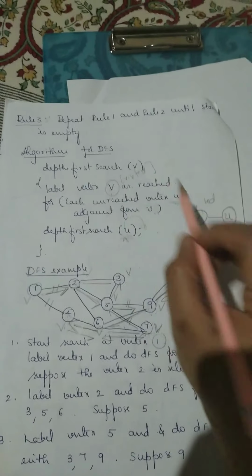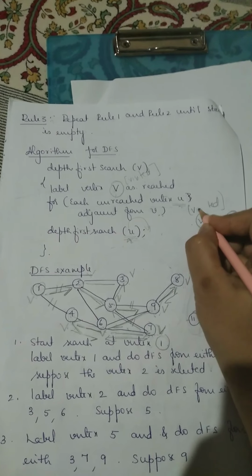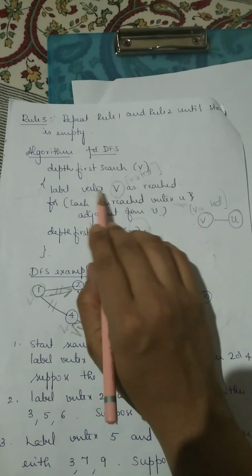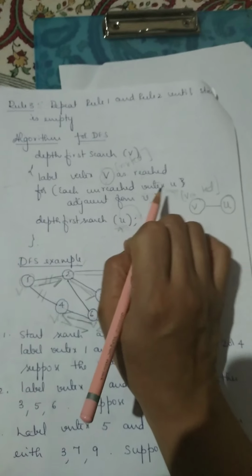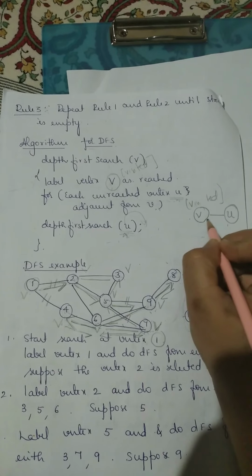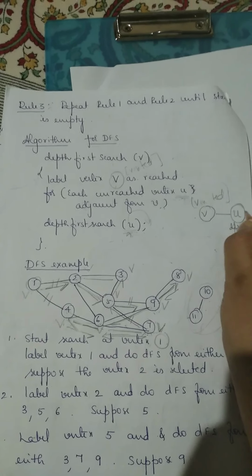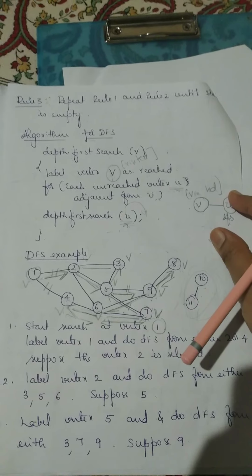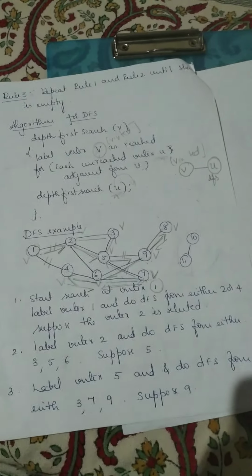Select any vertex V and set it as visited. Label vertex V as reached. For each unreached vertex U that is adjacent from V, again start DFS on U. Okay. Now we'll go with the example.